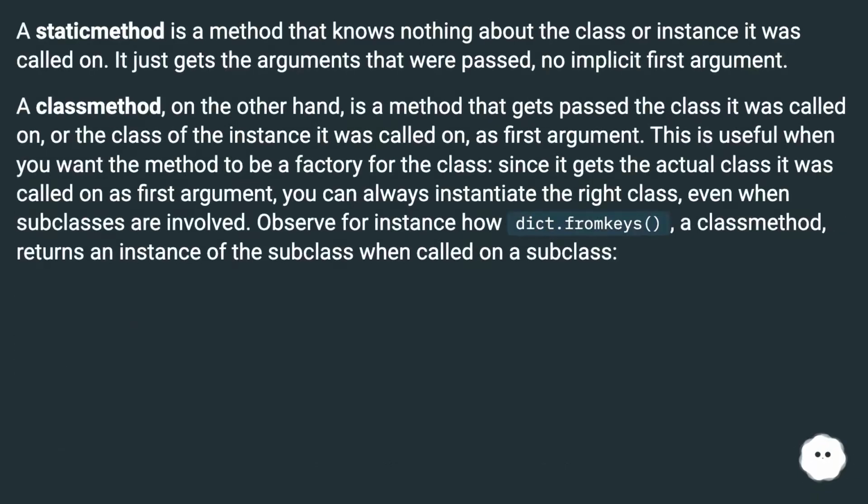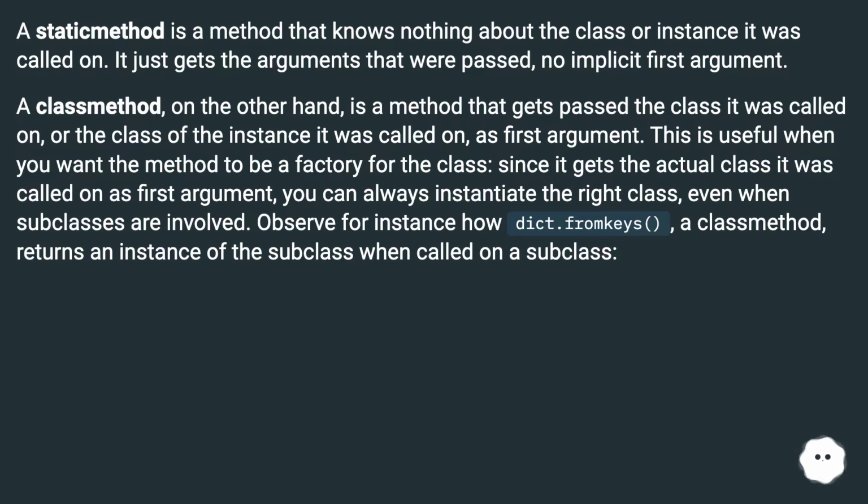A static method is a method that knows nothing about the class or instance it was called on. It just gets the arguments that were passed, no implicit first argument. A class method, on the other hand, is a method that gets passed the class it was called on, or the class of the instance it was called on, as first argument.